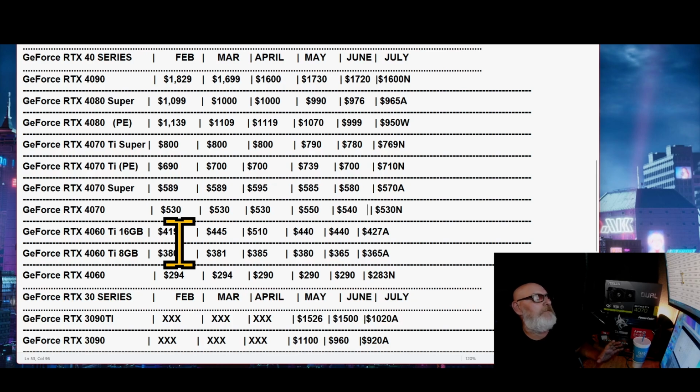Let me start again. $530 in February, $530 in March, $530 in April, went up to $550 in May, came back down $10 to $540 in June, and came down an additional $20 from May to July, so it's $530 on Newegg. Moving on.